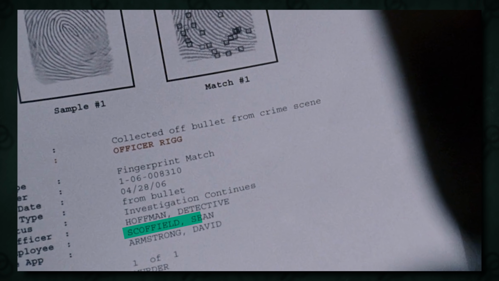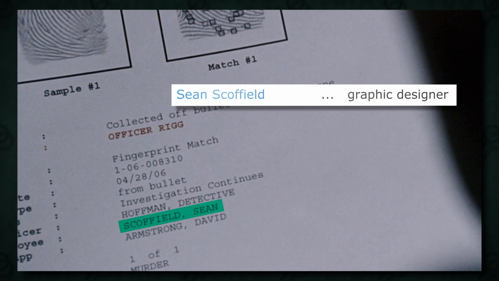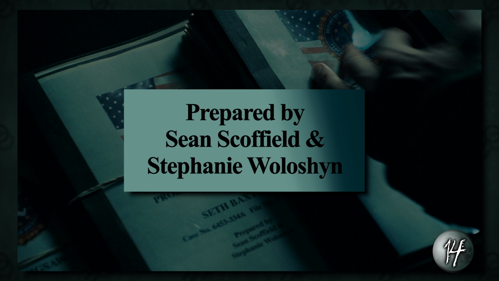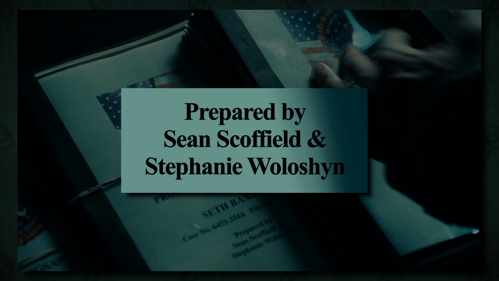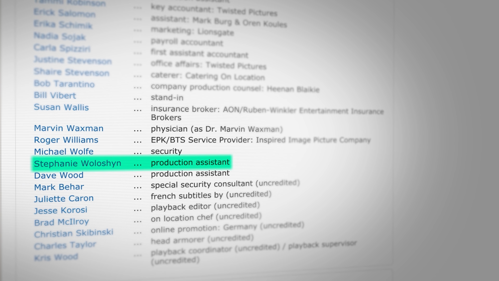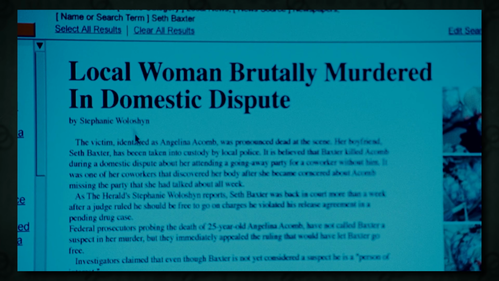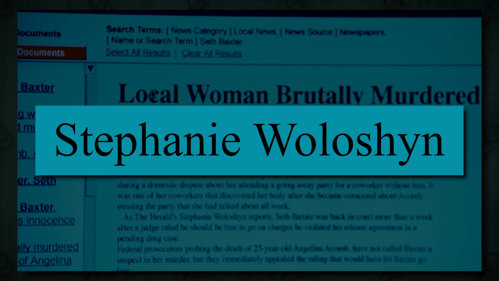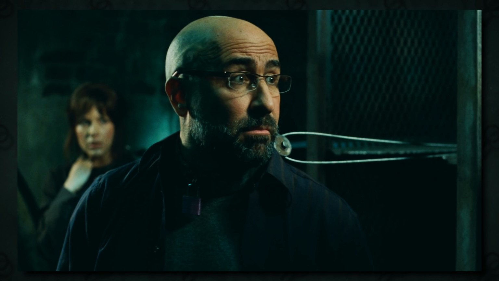You may remember Sean Schofield, the graphic designer who put his name on the fingerprint analysis report in Saw 4. For Saw 5, he was promoted to first assistant art director, so he got to put his name in there even more. He seems to have helped prepare these probable victim binders, along with Stephanie Wolishin. In the real world, Stephanie is a production assistant, but in the Saw world, she's an FBI agent living a double life as an investigative journalist for the Herald, the same newspaper that Charles Salomon also writes for.